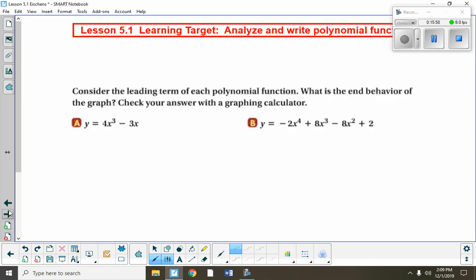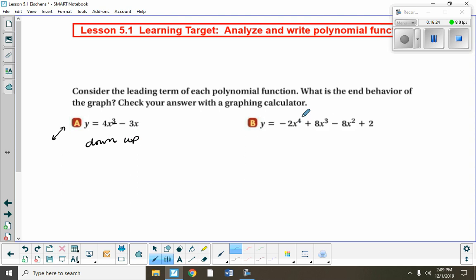The next question says, consider the leading term of each polynomial function. What is the end behavior of the graph? Check your answer with a graphing calculator. And so since this is odd, it's going to be up, down, or down, up. But since it's positive in front, like a positive slope goes this direction like you're climbing a hill. So this is going to be down on the left side and up on the right side.